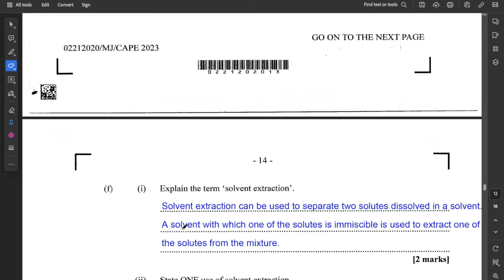And the way that we would do that is we can use a solvent with which one of the solutes is immiscible. So one of the solutes doesn't mix with it, right? While the other solute mixes very well with it, okay? So it's used to extract one of the solutes from the mixture that way. So that's how we do solvent extraction. It's based on the specific solubility of certain solutes in a solvent versus in another one, right? So that's how we can separate these two. So if we capture all of this, we are good for 2 marks.